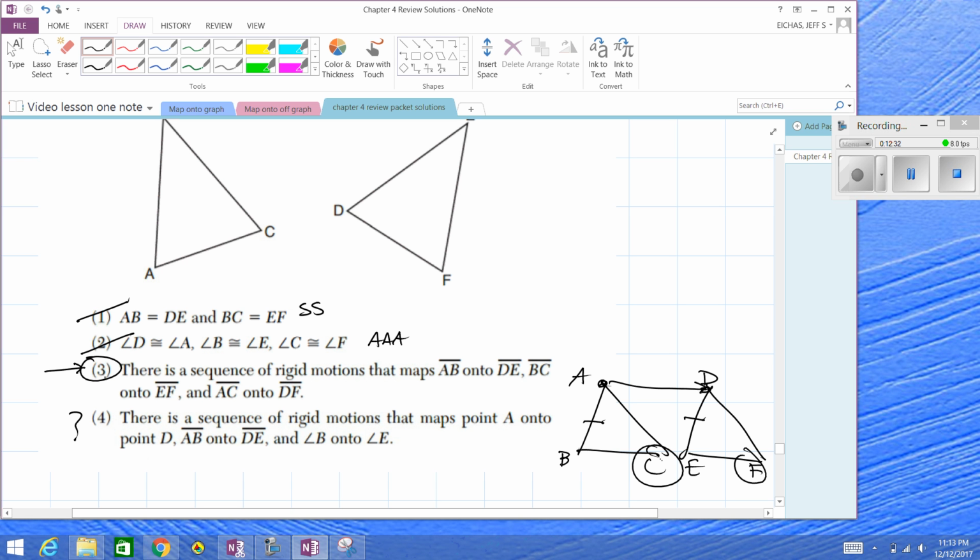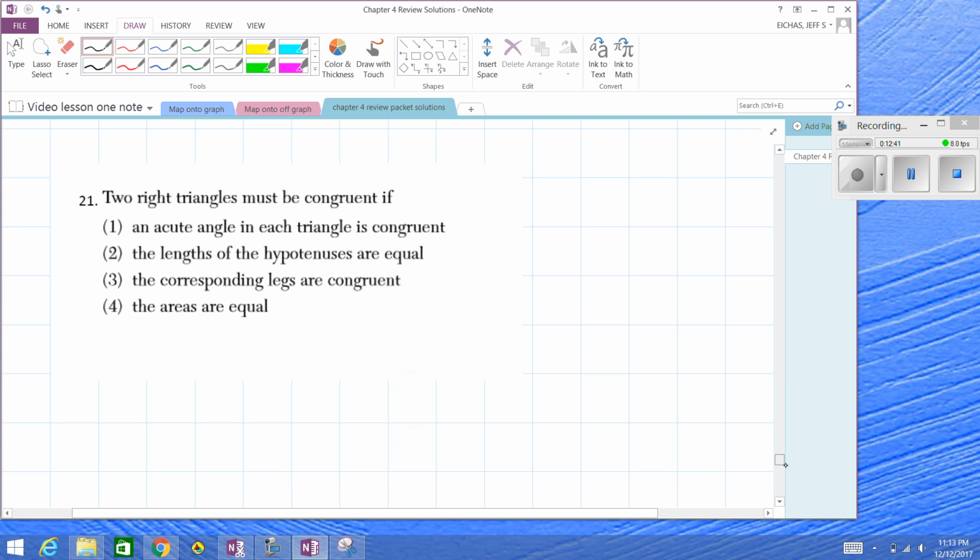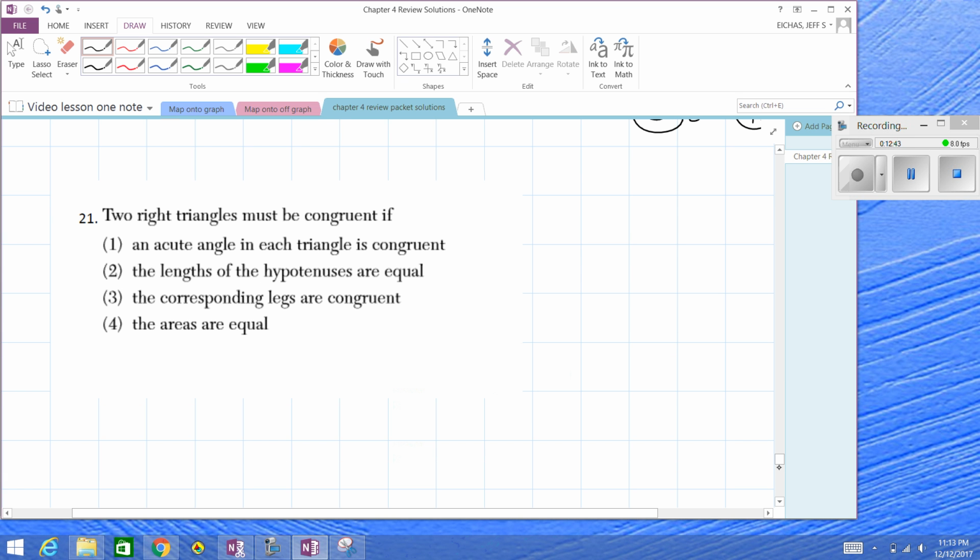All right, I am sure that that's going to do it. This might be enough, but this definitely is. So let's just use 3. We only got to give one right answer, so good enough. Two right triangles must be congruent if the lengths of the hypotenuse are equal, not quite. Corresponding legs are congruent, yeah, because that would get us side-angle-side, so that's going to be good. All right.